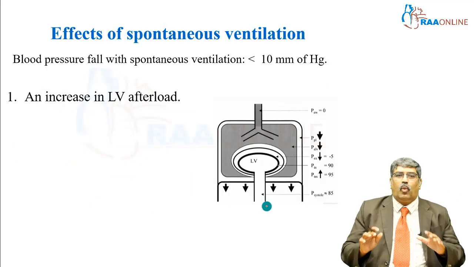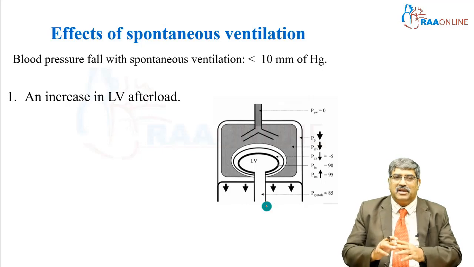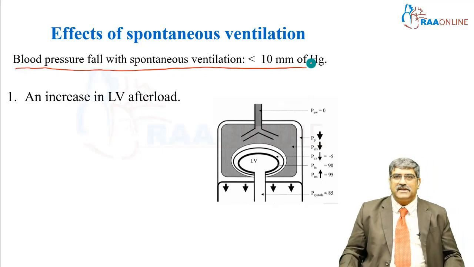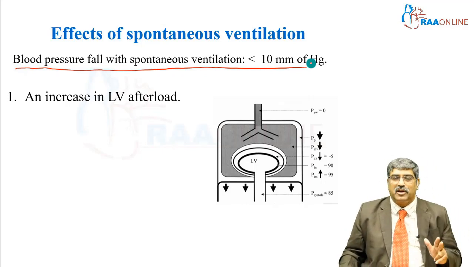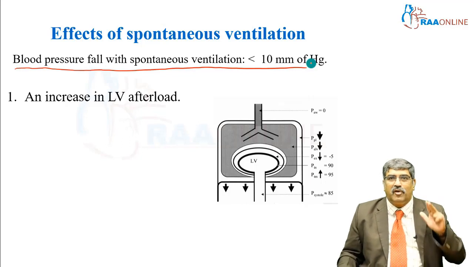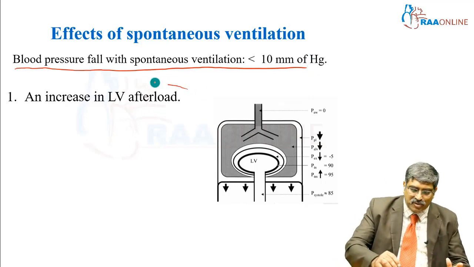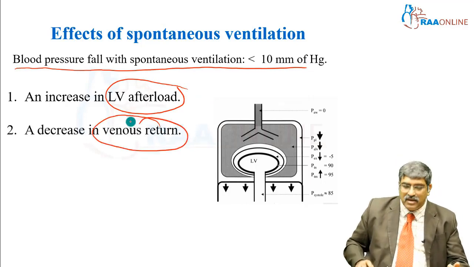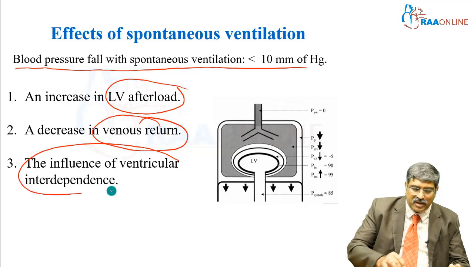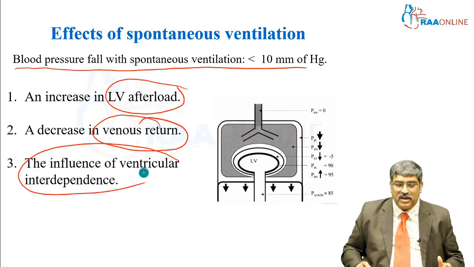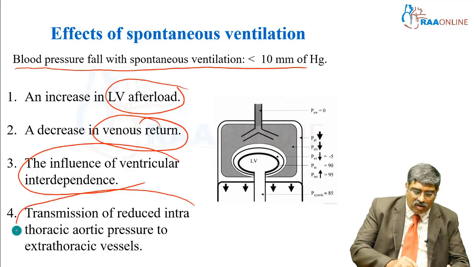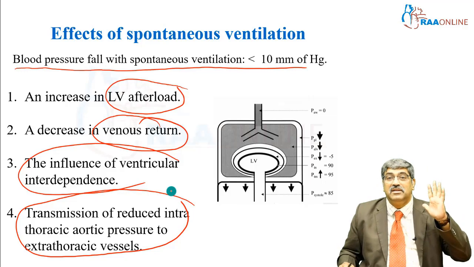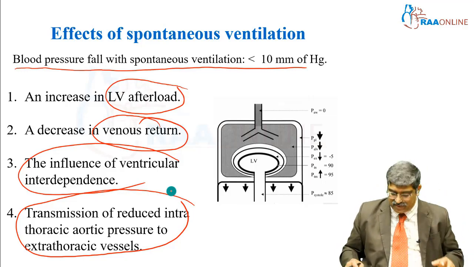Now to sum up, what happens to the blood pressure with spontaneous ventilation? There is a slight fall with spontaneous ventilation, which is less than 10 millimeter of mercury. Here the blood pressure fall with spontaneous ventilation is due to increase in LV afterload, decrease in venous return, dependence on ventricular interdependence, how the septum moves towards the left ventricle, and the transmission of reduced intrathoracic aortic pressure to the extrathoracic vessel. This is the cause for hypotension with spontaneous ventilation.